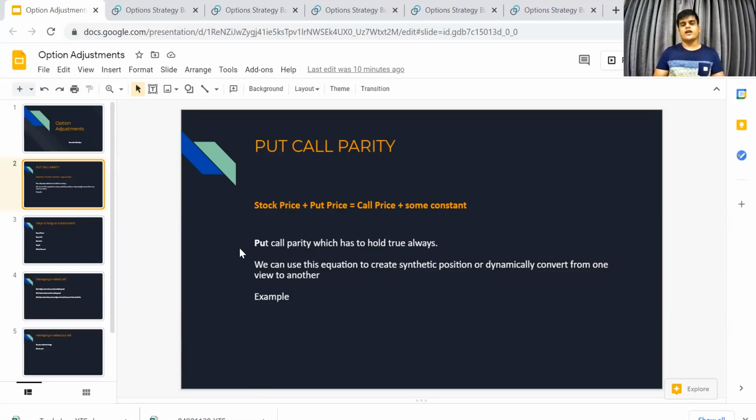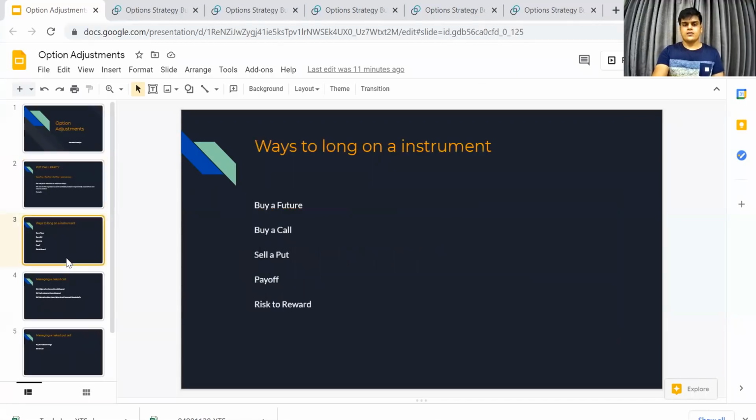So I showed you how we can create the payoff of a future without even trading the future, right? If I want to create a future payoff, I can do call minus a put. So buy a call and sell an ATM put is equivalent to a long future. And we can dynamically create these positions. Instead of trading the future, I can directly buy a call and sell a put, and that is equivalent to trading a future. So do remember this. Okay, so ways to go long: buy a future, buy a call, sell a put.